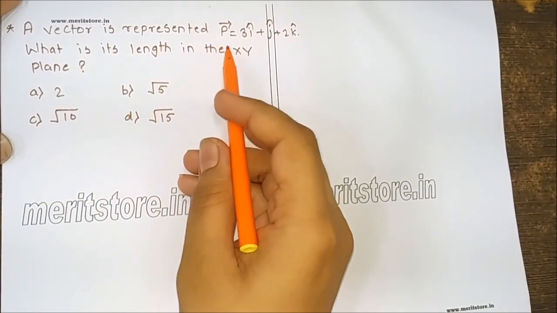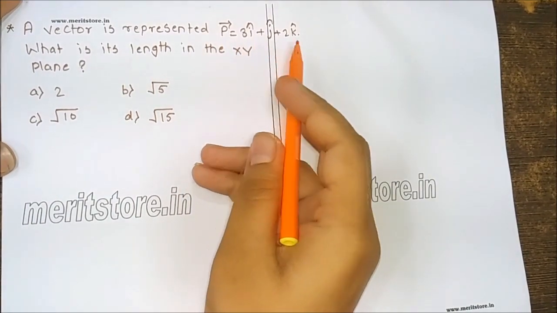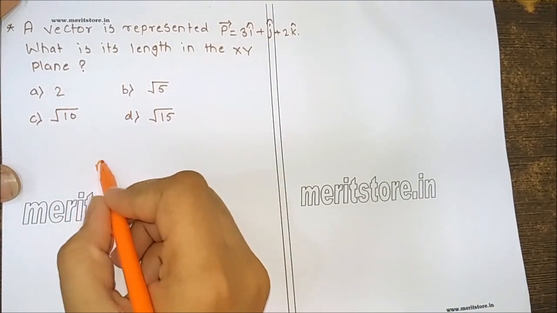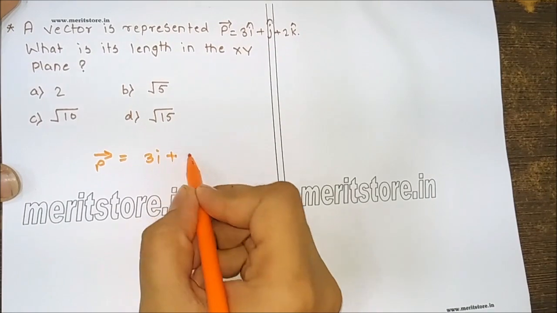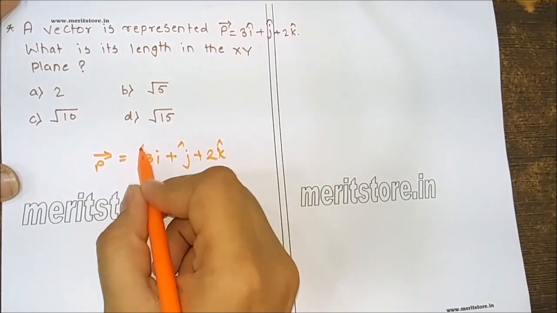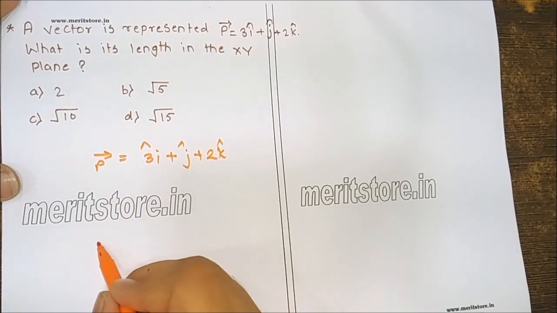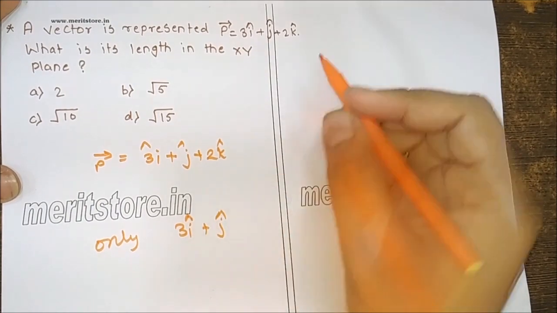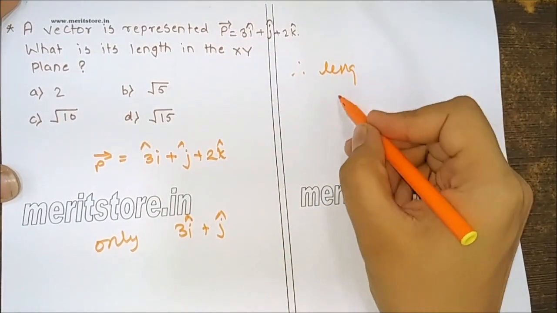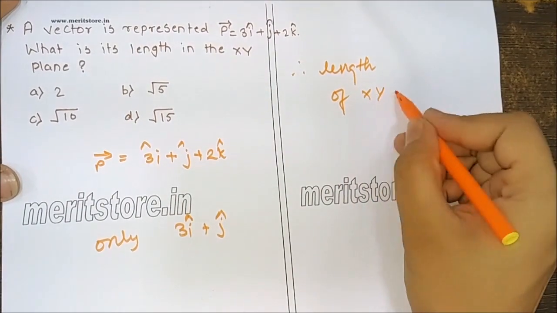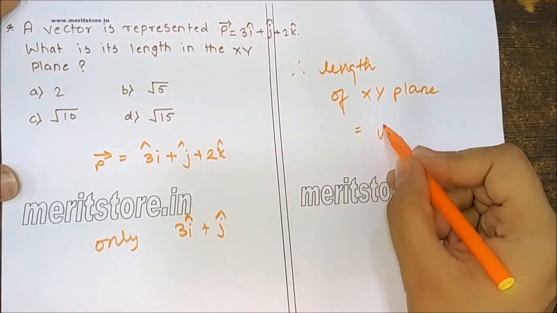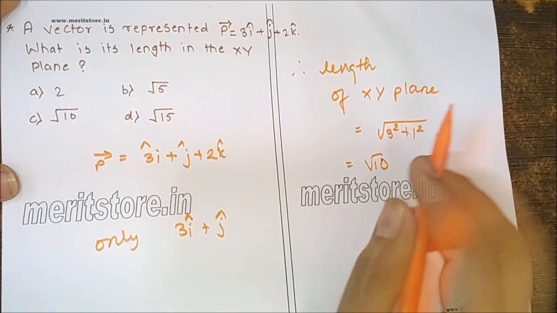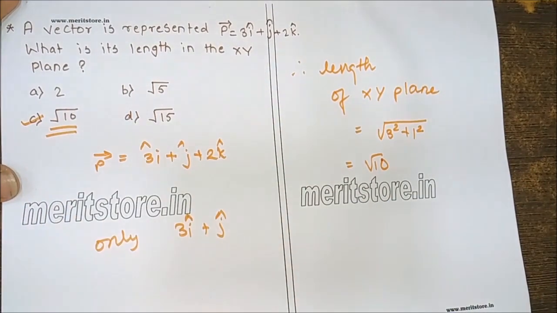A vector is represented by p bar is equal to 3i plus j plus 2k. What is the length in the xy plane? Now to find the length in the xy plane, we know p bar is equal to 3i plus j plus 2k. For the xy plane, we have to consider only 3i plus j. Therefore, the length in the xy plane is equal to square root of 3 square plus 1 square, which is equal to square root of 10. So option C, square root of 10, is the correct answer.